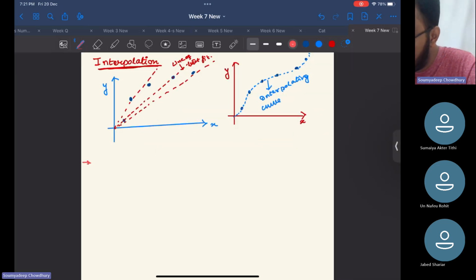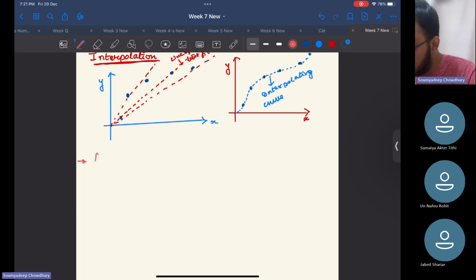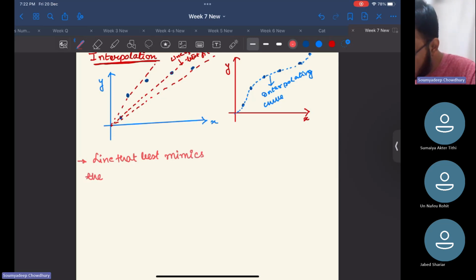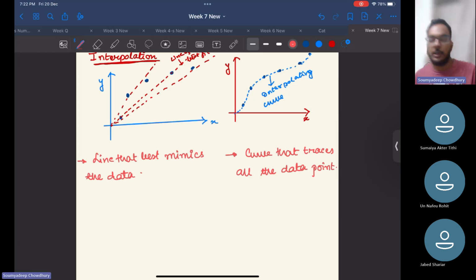In regression, it is the line that best mimics the data. And here, it is the curve that traces all the data points. So an interpolating polynomial or an interpolating curve is a curve that traces all the data points, right?